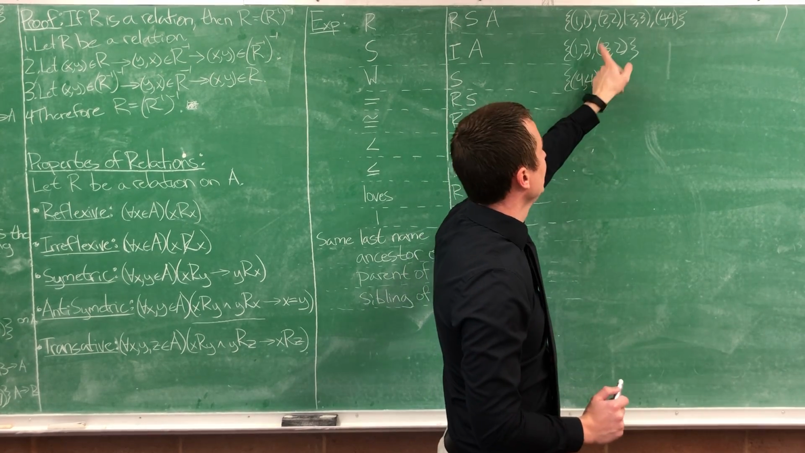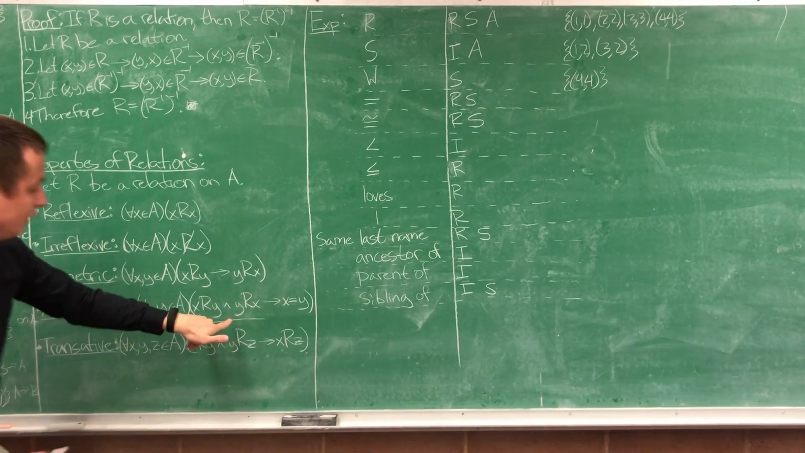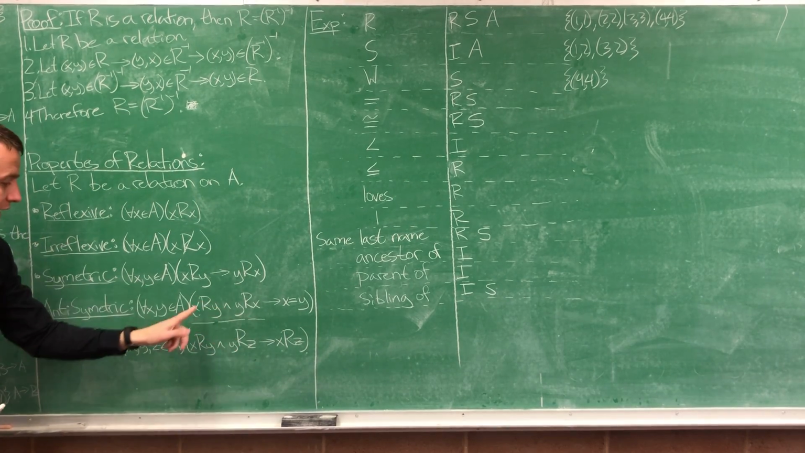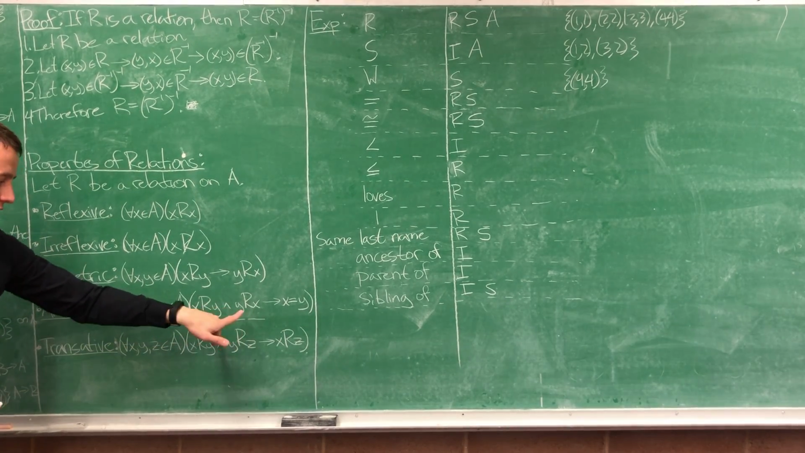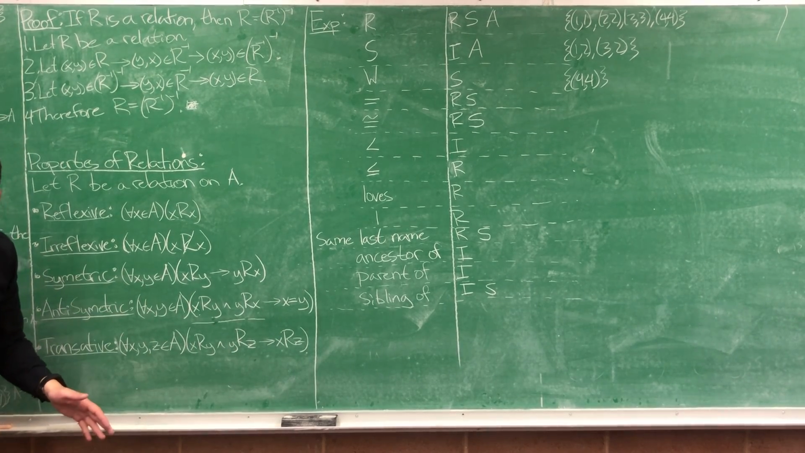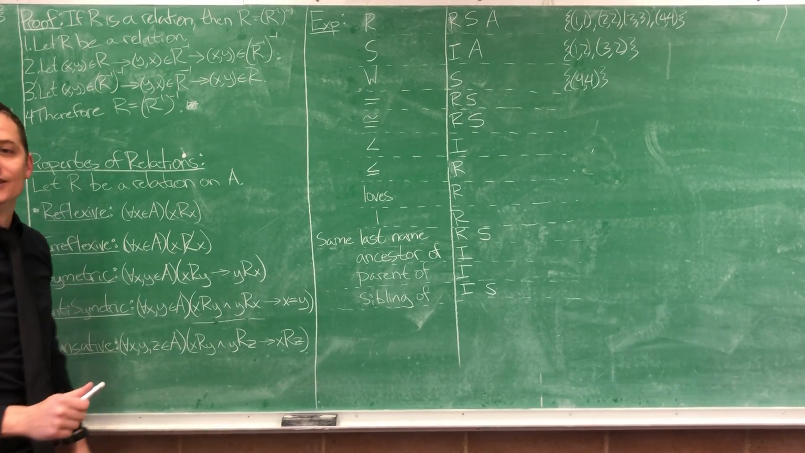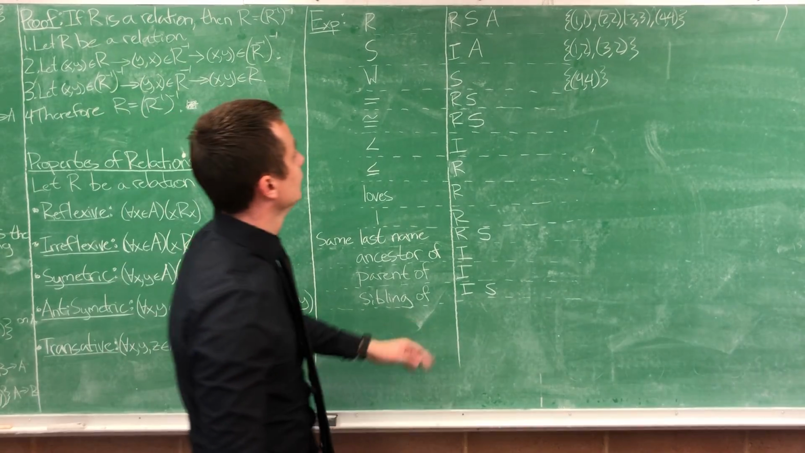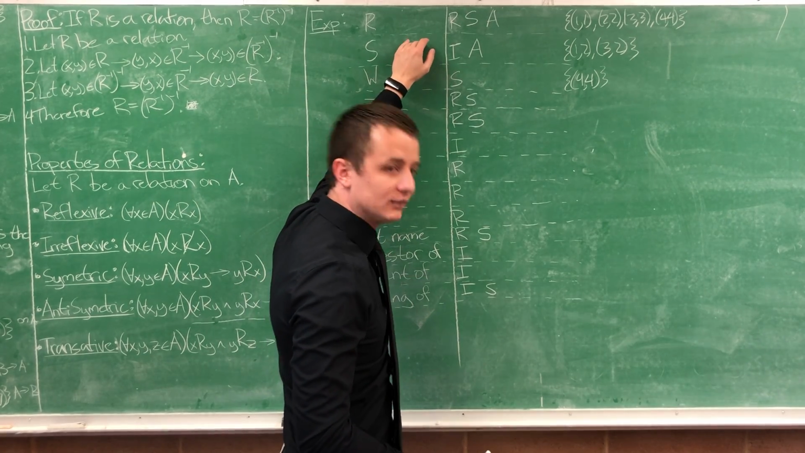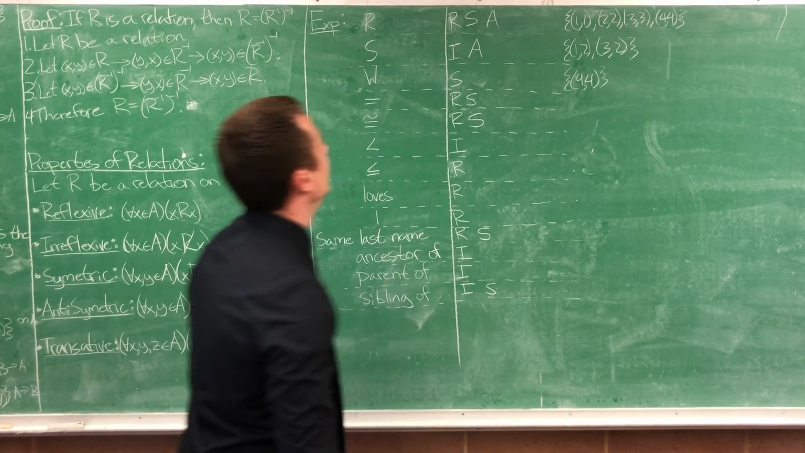We never have 1 related to 2 and 2 related to 1. We never have 3 related to 2 and 2 related to 3. So the antecedent here is always false. We never have x related to y and y related to x. False implies anything is true, so for all x, y, we have true. So it works, and this is anti-symmetric. That's going to be the toughest one for you guys to get: these vacuously true statements.